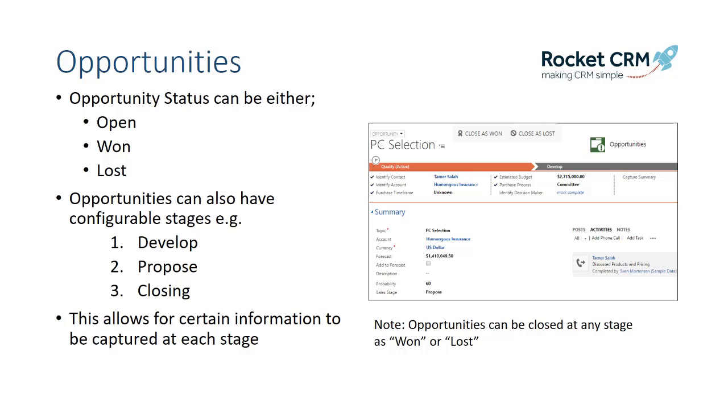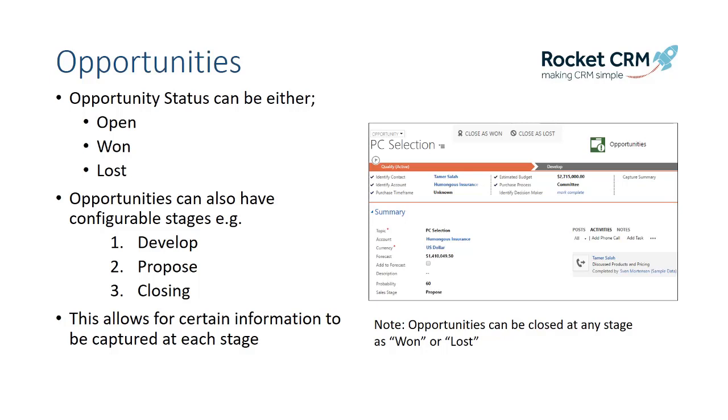The status of an opportunity can either be won, open or lost. It can only be one of those three. You could have lots of different sub statuses within that, but essentially an opportunity is either going to be open, currently ongoing, it's either going to be closed as won or closed as lost.